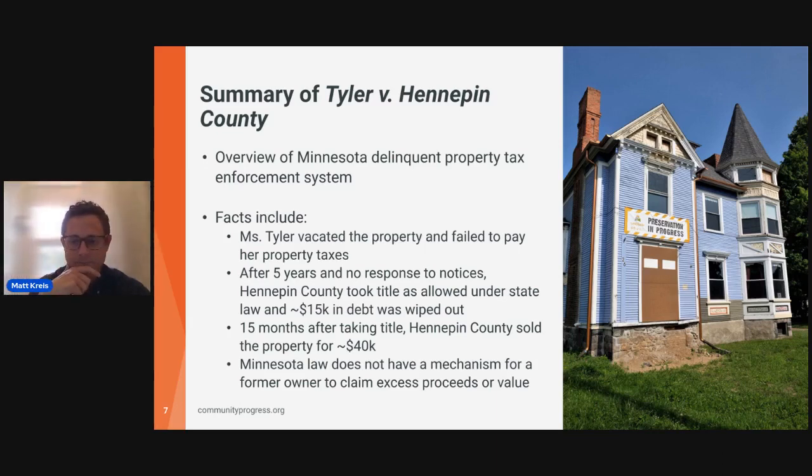But at that time, Ms. Tyler appealed it to the Supreme Court. And ultimately, the Supreme Court ruled that by allowing the county to keep the surplus from that property sale, Minnesota law violates the takings clause. Ms. Tyler makes a case for a takings clause violation of the Fifth Amendment of the United States. In other words, she had a property right to those excess proceeds or that surplus.